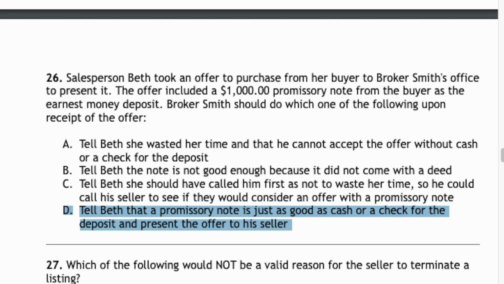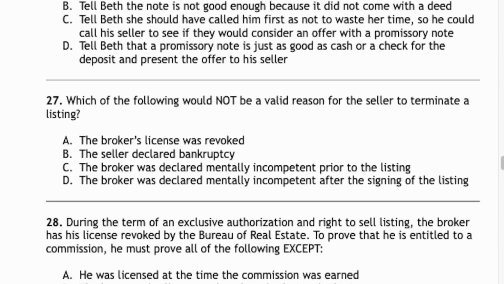The earnest money deposit is usually in the form of a personal check, money order, or cashier's check, but may take the form of a promissory note. It is actually, by law, you have to present all offers. You could tell your client, here's an offer, I suggest you don't take it, but at least tell them the offer.